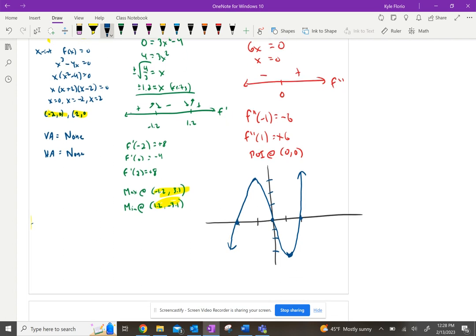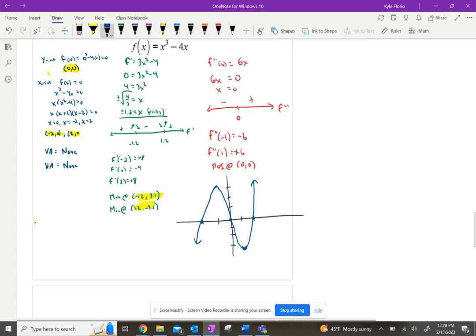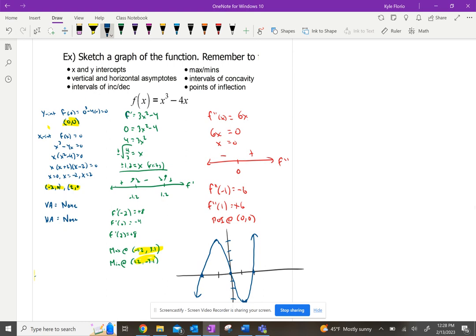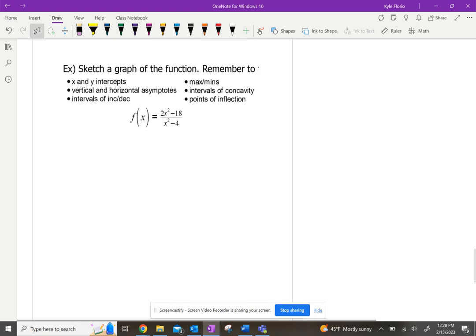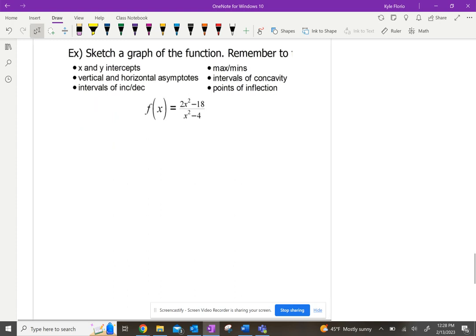No surprises there. But we didn't need Desmos at all. We found all the information via algebra and calculus. So that is the first example. You can copy this down, and we'll do this last one. And then in class, we'll get time to practice.